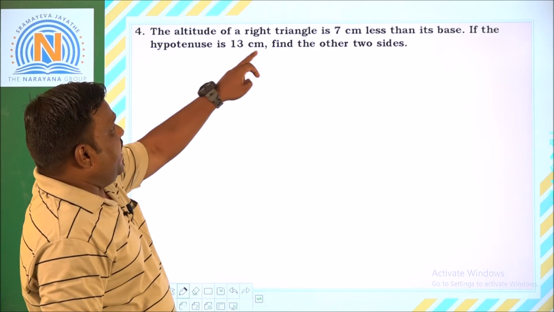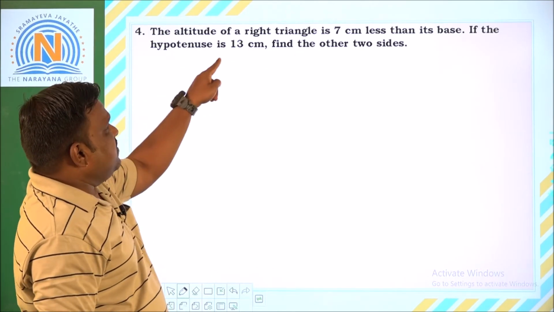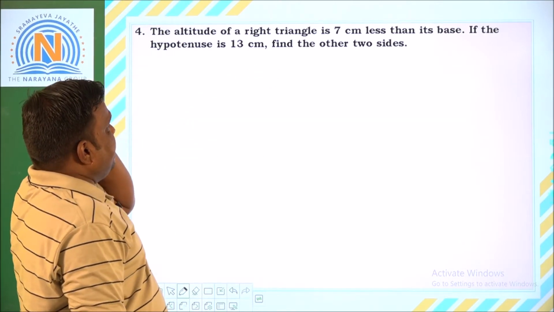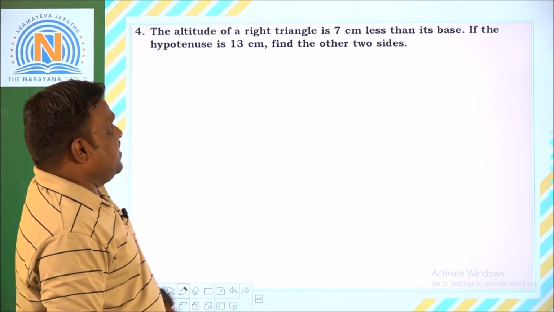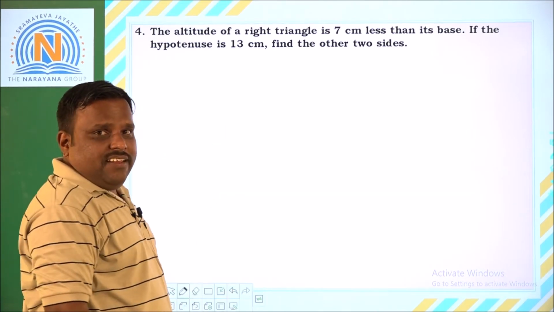The altitude of a right triangle is 7 centimeters less than its base. If the hypotenuse is 13 centimeters, find the other two sides. Here it is a right angle triangle, hypotenuse is given as 13. Altitude of a right triangle is 7 centimeters less than the base.